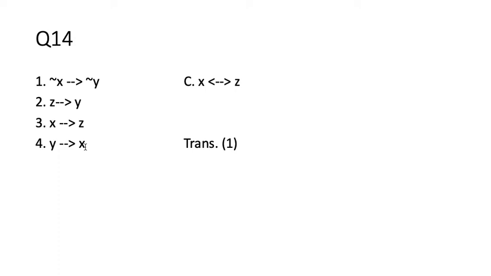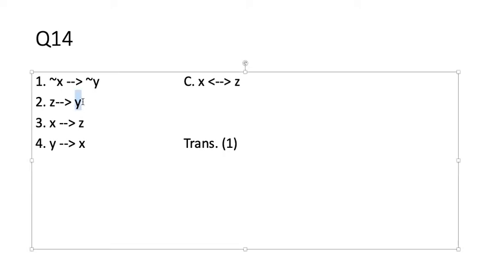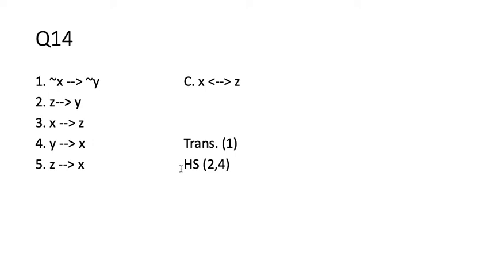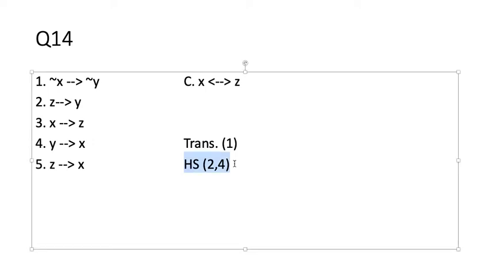Now, what do I have on 3 and 4 and 2 and 4? Okay, let's look at 2 and 4 actually. Here I have a conditional with Y as the consequent. And on 4, I have a conditional with Y as the antecedent. And so I can do hypothetical syllogism here. So I'm going to do hypothetical syllogism on 2 and 4 to get if Z, then X.